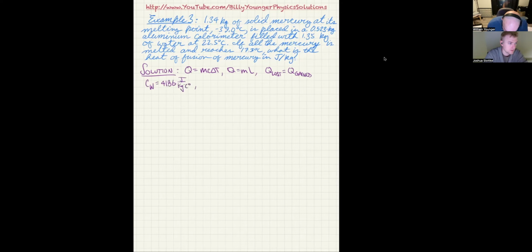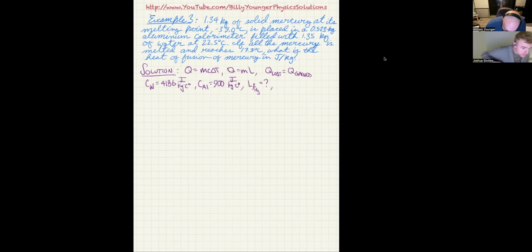We're also going to need it for aluminum. The specific heat of aluminum is 900 joules per kilogram Celsius degree. We're actually trying to solve for the latent heat of the mercury, the heat of fusion in this case, L_F of Hg, which is equal to question mark. So that's what we're looking for there.